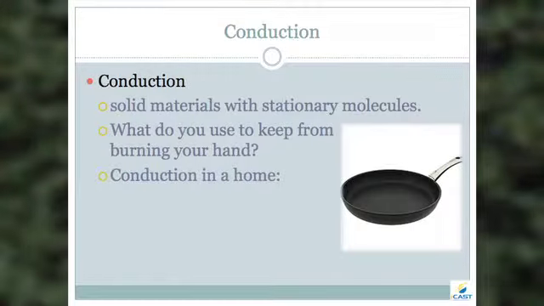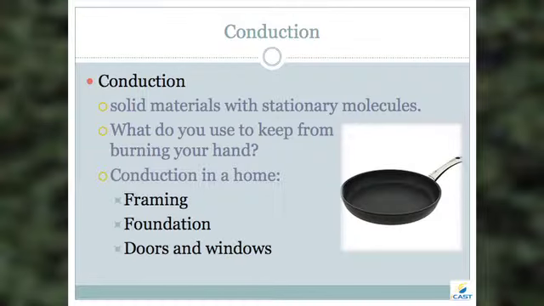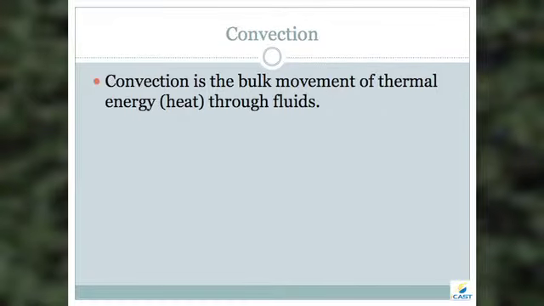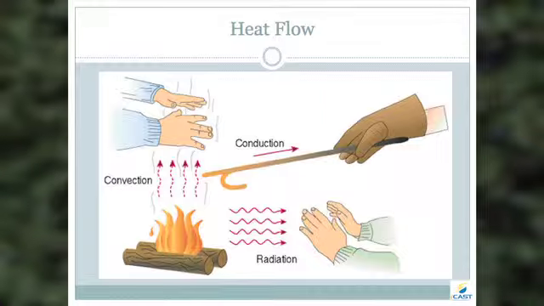In a house, conduction happens in the framing. It happens in the foundation, and it happens in doors and windows. Convection is heat moving through a fluid. So in this particular case, we have radiation from the fire, which warms up the air. Then that air rises, and that's why he's got his hands up above. You're being warmed by that air fluid.